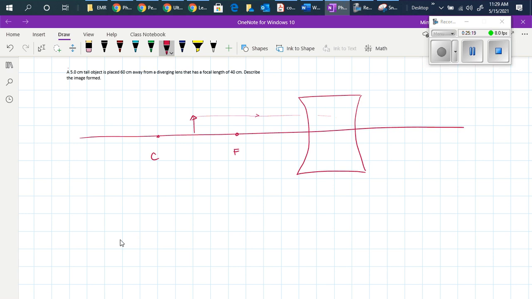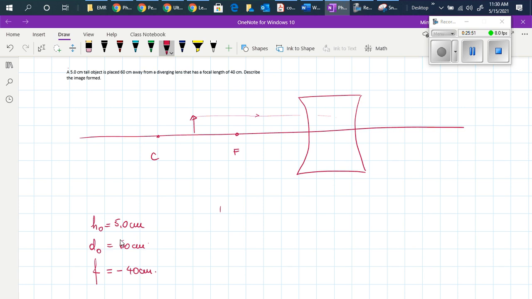So we have the height of the object as 5.0 centimeters. We have the distance of the object as 60 centimeters. Those always are positive. We don't discuss the sign of the height of the object and the distance of the object. However, the focal length that is given as 40 centimeters, since you are dealing with a diverging lens, is negative.